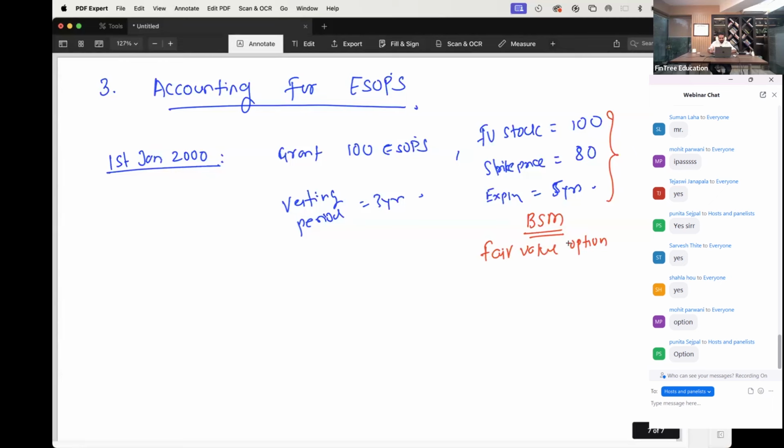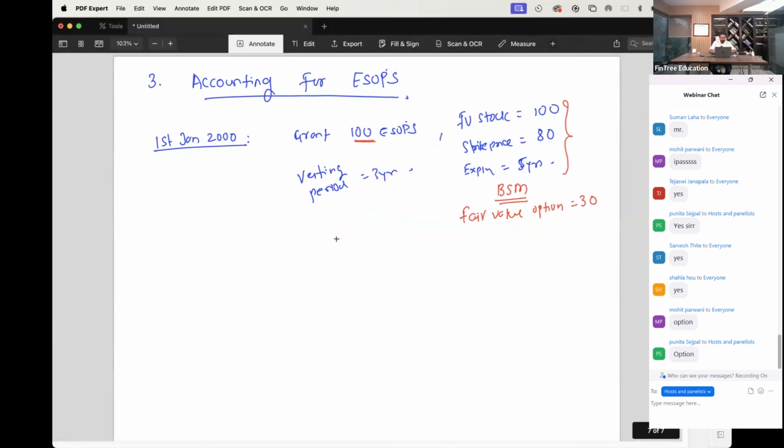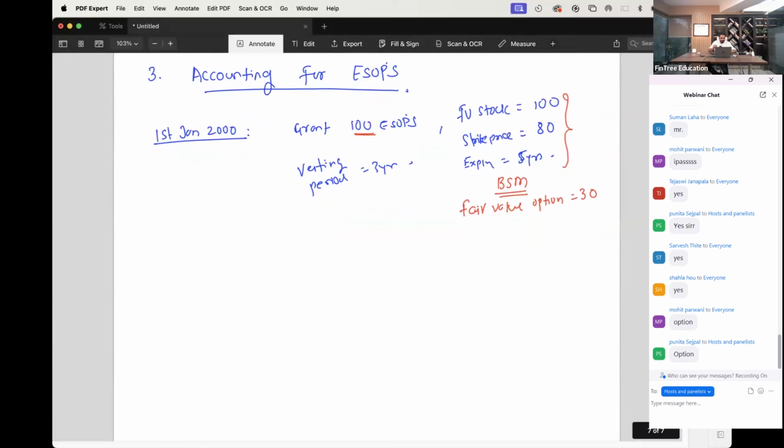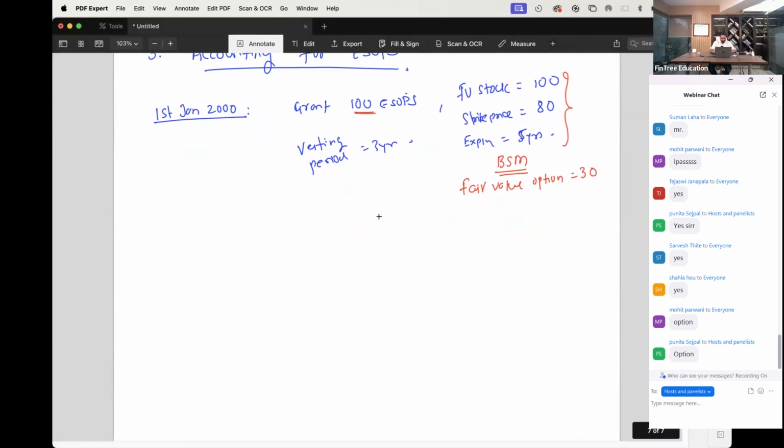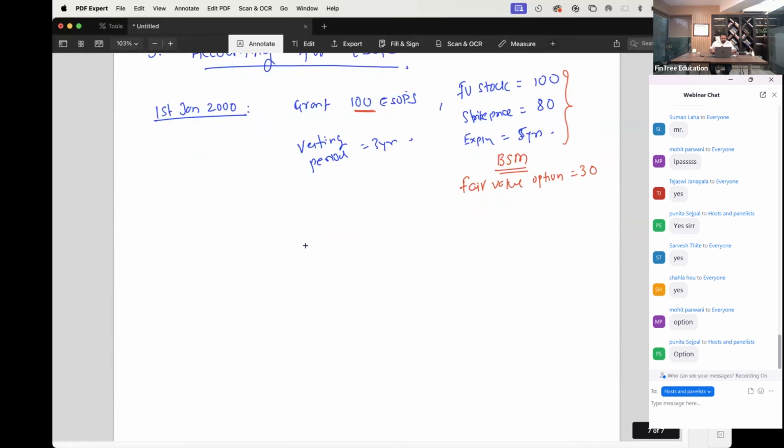Same logic. Let's say the fair value of the option happens to be 30, and you're assuming that everything will be vested. Okay. How will I do accounting for this? Now this accounting I'm going to do for you. I just want you to be with me on this. It's very simple. This is year 1, year 2, year 3, income statement and balance sheet.